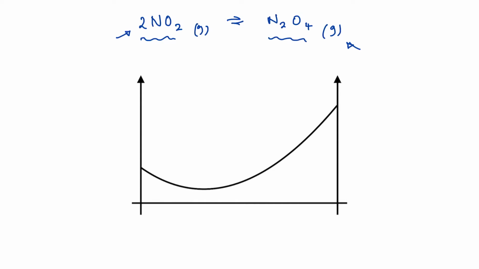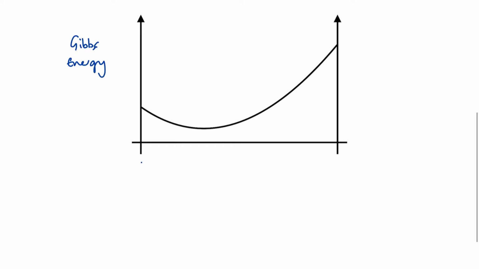Well, let's plot this scenario on this very simple graph here. We have got Gibbs energy up the side. At this point here, we have got pure NO2, pure reactant, and at this point here, we've got pure N2O4, or product. And clearly, as we can see, Gibbs energy must decrease. It must be negative as we move from either pure NO2 or pure N2O4 towards our equilibrium position.